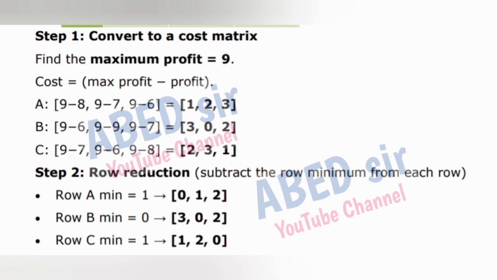Step 2. Row reduction. Subtract the row minimum from each row. Row A min is equal to 1, giving 0, 1, 2. Row B min is equal to 0, giving 3, 0, 2. Row C min is equal to 1, giving 1, 2, 0.